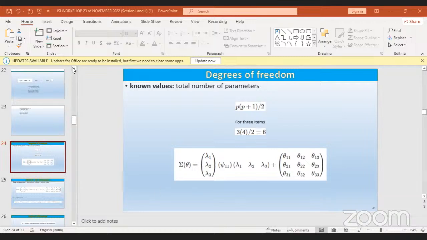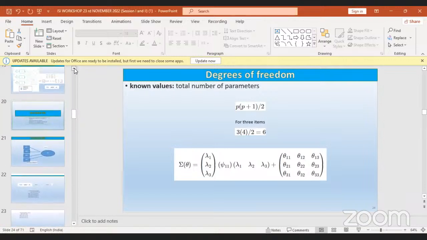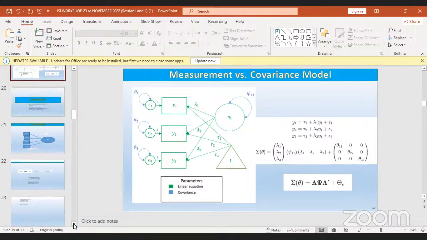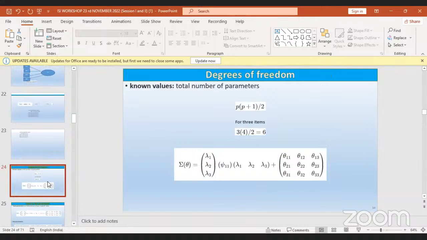I will again show you the structure. So now you can see lambda 1, lambda 2, lambda 3, theta 1,1, theta 2,2, theta 3,3, the diagonal items, and theta 1,2, 1,3. These two are second and third item in the first row. So this is the structure, measurement versus covariance model. So now you can see the total degrees of freedom can be calculated by this very simple formula.